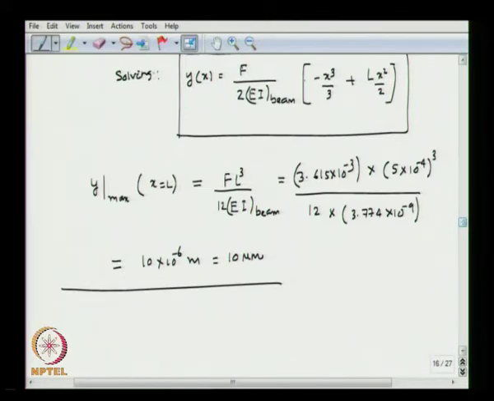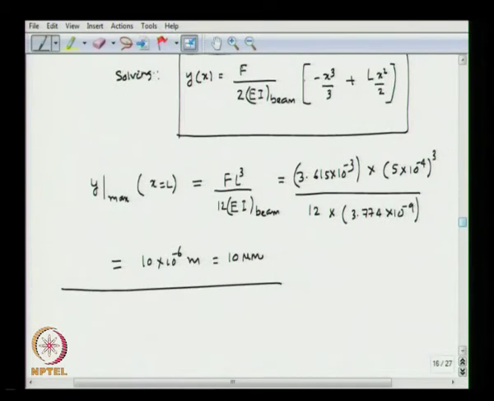So, we can allow a maximum gap of 10 micron, so that when the temperature is the room temperature at 25 degrees C, the valve will still be closed. So, there should be a 10 micron gap between the membrane and valve seat.